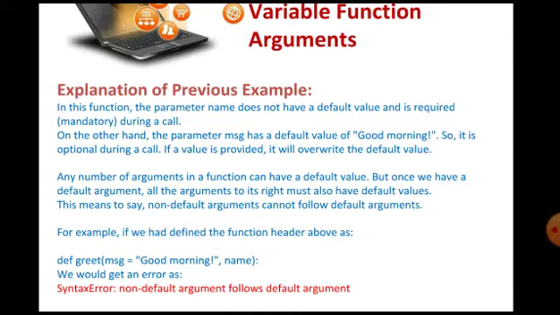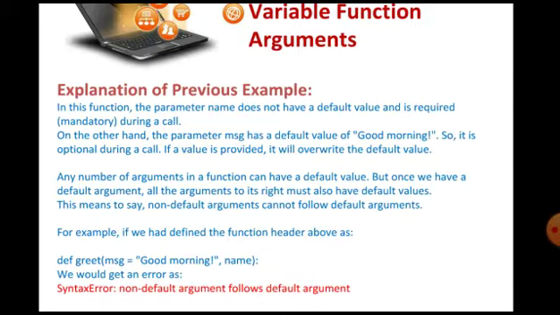See, these lines are very important. Any number of arguments in a function can have a default value. Okay, we can have any number of arguments in a function which have default values, but what is the rule which has to be followed here? Once we have a default argument, all the arguments to its right must also have default values.